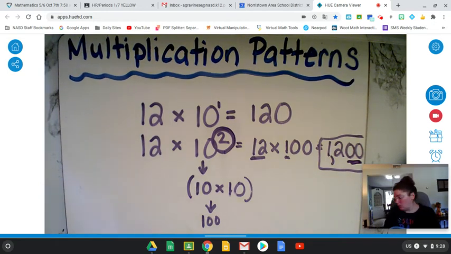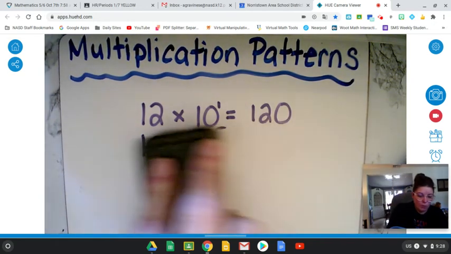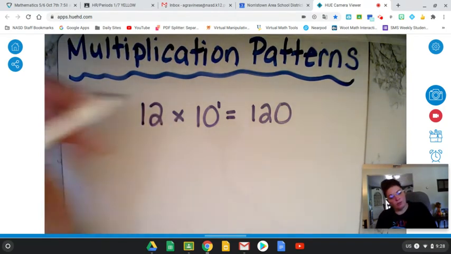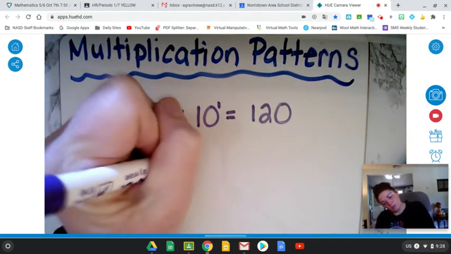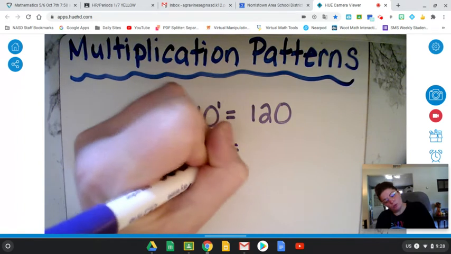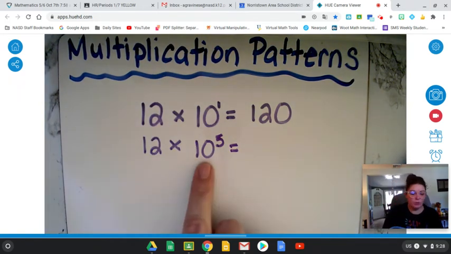So let's take a look at another one. What happens if I have 12 times 10 to the 5th power? Now this only works if your base is 10. Okay, if your base is a different digit, it won't work because we're talking about powers of 10 here. 10 times 10, however many times. And that's what gives us our zeros.